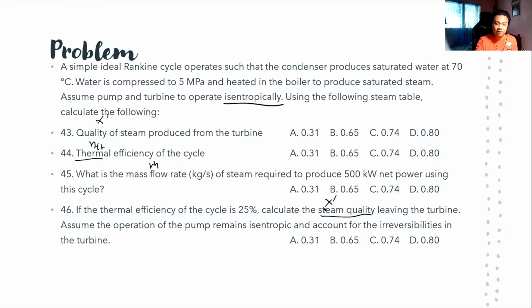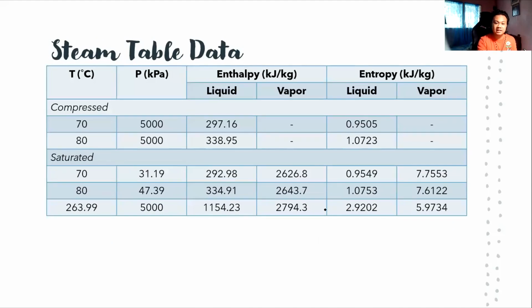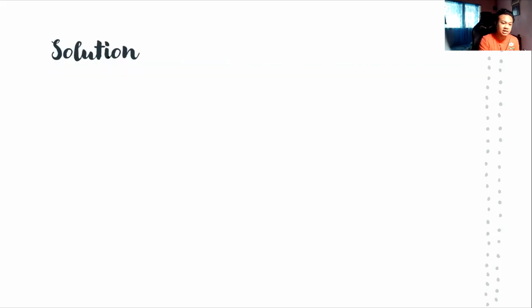Okay, so here is the steam table data that's given to us from the reviewer. So I'm still using that. So here is the table that they have given us. So now let's draw our system.